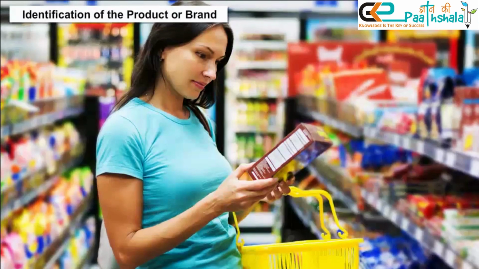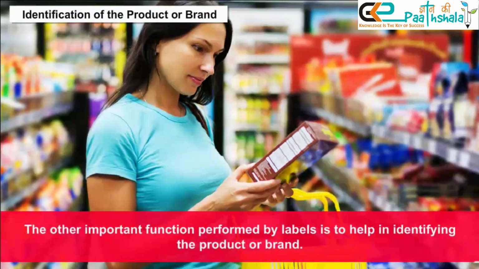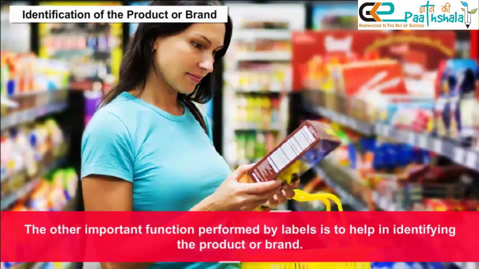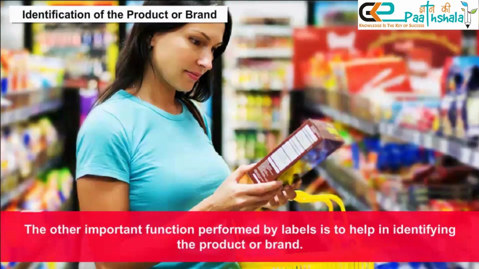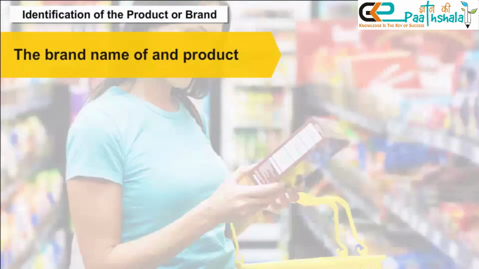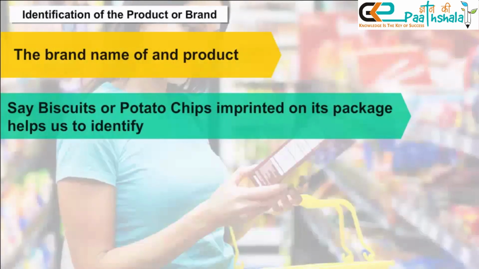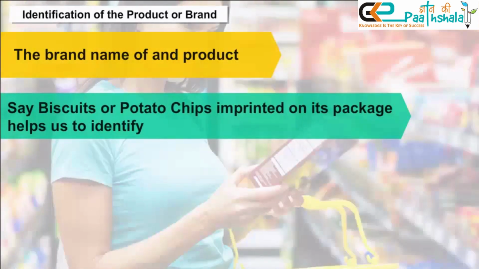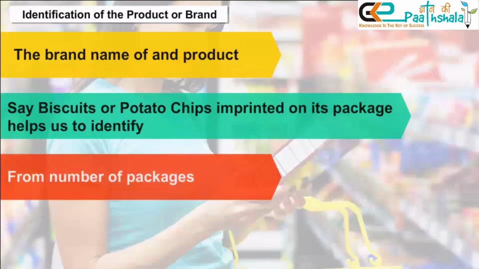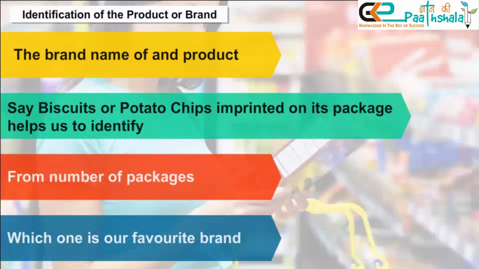Identification of the product or brand. The other important function performed by labels is to help in identifying the product or brand. For example, the brand name of a product, say biscuits or potato chips, imprinted on its package helps us to identify, from a number of packages, which one is our favorite brand.